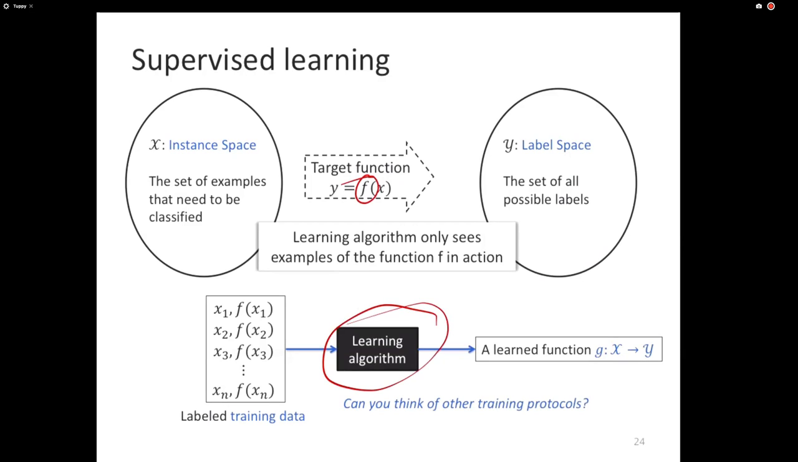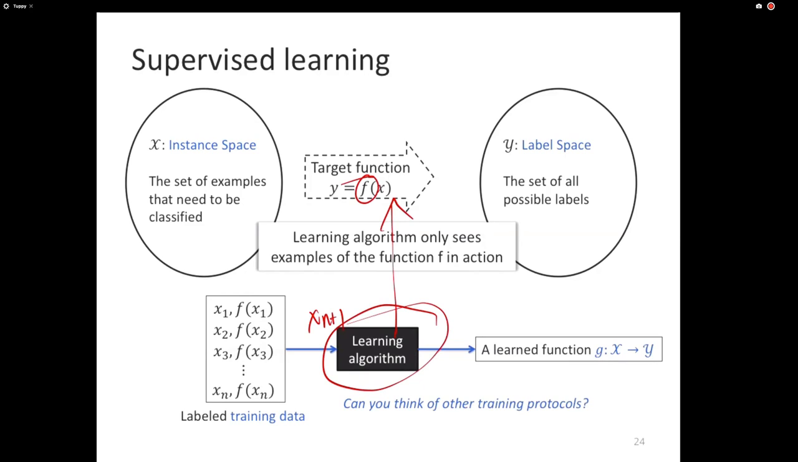Another protocol could be that the learning algorithm takes an example, let's call it x n plus 1, a new example that has not been seen in this set before, and then goes directly to that function and says, hey, can you tell me what the label for that might be? It picks the right example so that it can discover that function faster. This protocol is called active learning. The learning algorithm can ask questions and get data points so that its uncertainty about the true function is resolved best.